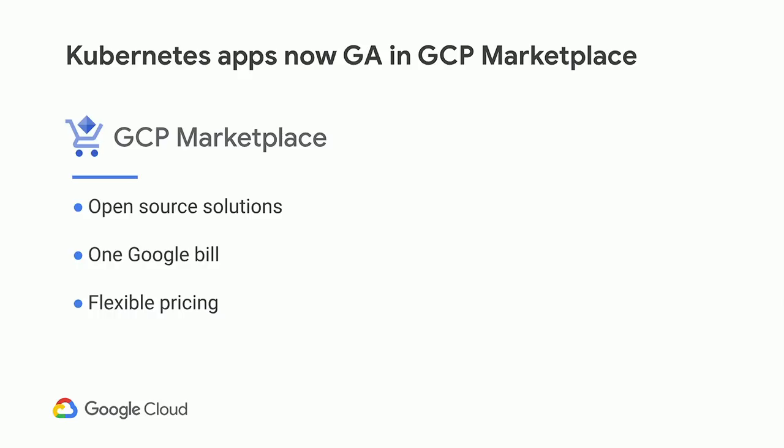One Google bill, so it doesn't matter what kind of solution you're using in the marketplace, whether it's SaaS or datasets or Kubernetes apps or VMs. Any enterprise that is working with the GCP Marketplace gets one single bill at the end of the day.